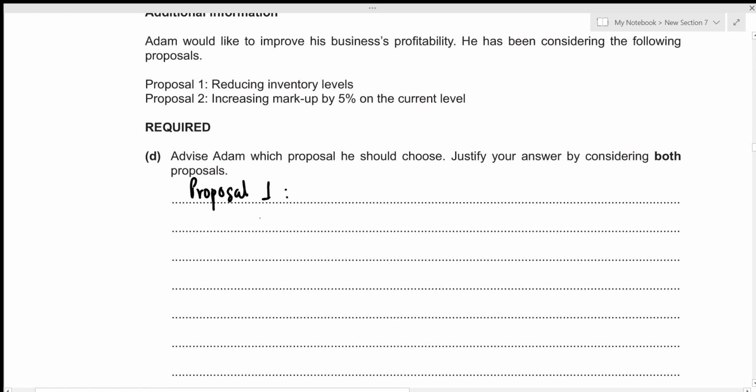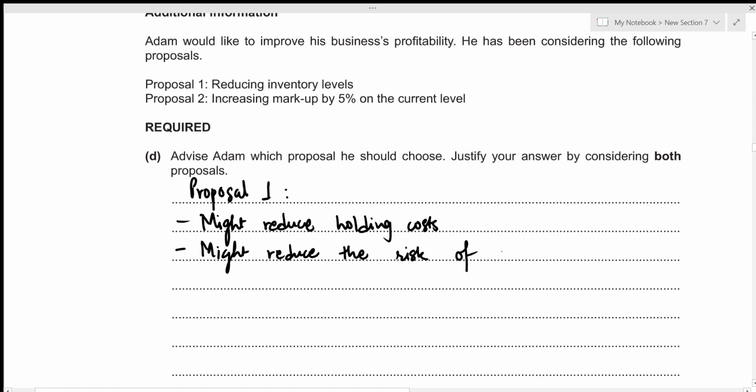In proposal 1, we are reducing inventory levels, which means we are reducing the inventory held by the company. This obviously reduces the holding cost. So might reduce holding costs. Secondly, we are only storing very minimal amount of inventory, right? So this reduces the risk of obsolescence. So the inventory cannot go to waste because we are not holding a bunch of inventories. We are only holding for what will be required at a certain period of time. So let's write that down as well. Might reduce the risk of obsolescence.